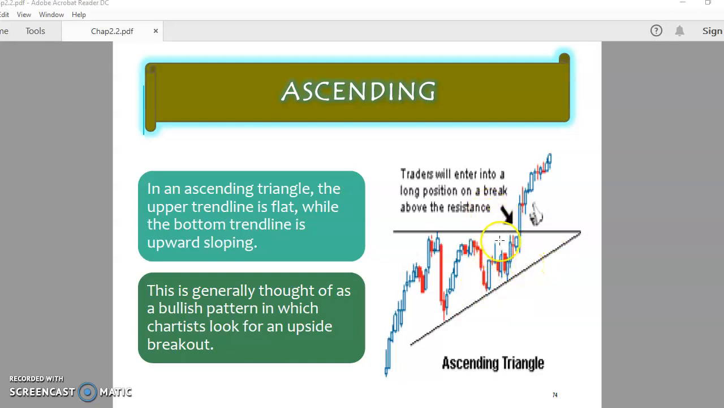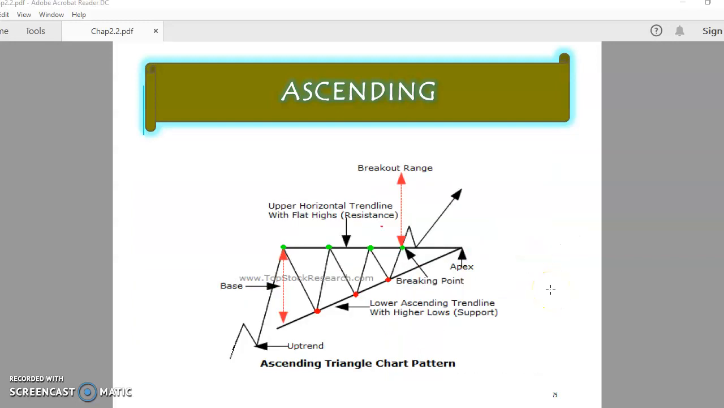Okay, so since ascending triangle is a bullish triangle, once the price breaks out of the resistance line, it is a confirmation of bullish. And if you want to enter the market, we will enter at any price level above the resistance line.